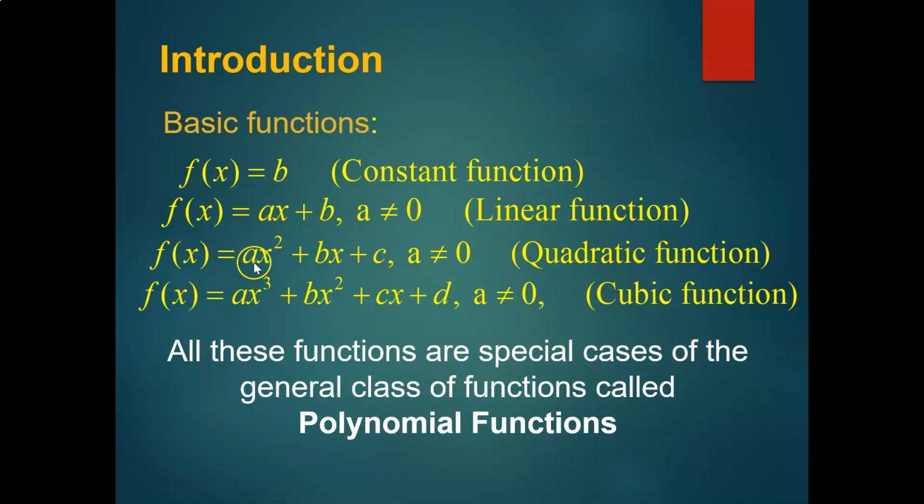The third function, fx equal to ax squared plus bx plus c, where a must not be equal to 0. We call this a quadratic function. You have learned this quadratic function in the previous chapter. Why is this known as quadratic? Because you have a square over here. And the last one, fx equal to ax cubed plus bx squared plus cx plus d. This is known as a cubic function. Cubic means you have the power of 3 over here.